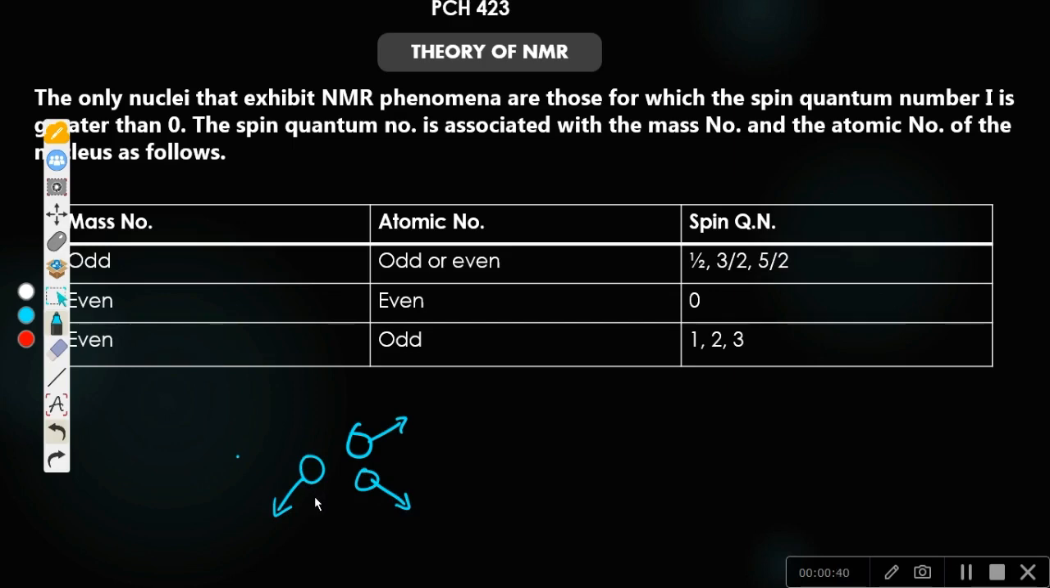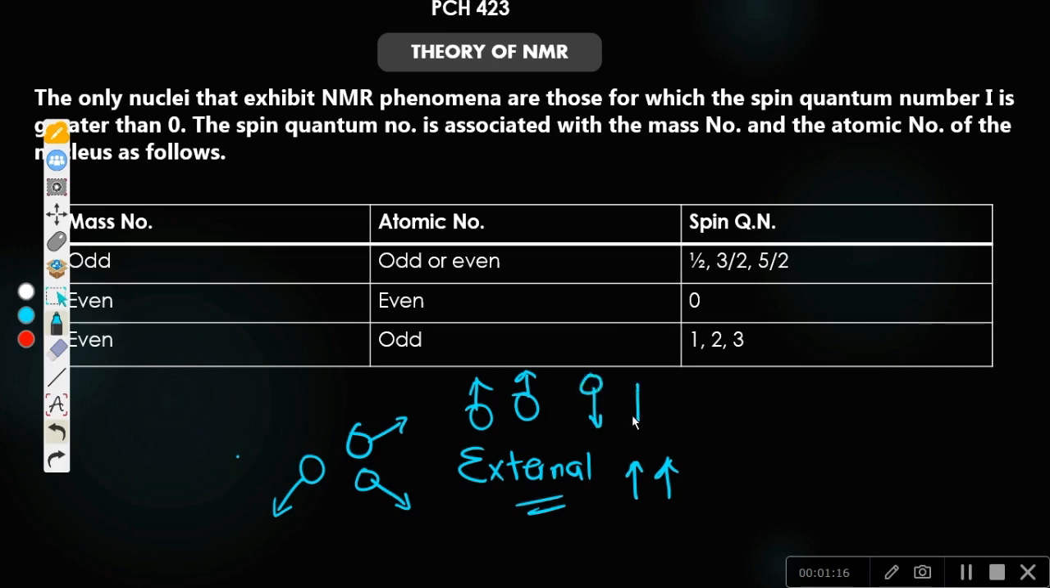But we said that in the presence of an external magnetic field, let's say we have an external magnetic field, what will happen? This spinning nucleus can either align with the magnetic field. Let us say the magnetic field is applied in this direction. The spinning nucleus can either align with the magnetic field, that is this one here, or they can actually oppose the magnetic field.